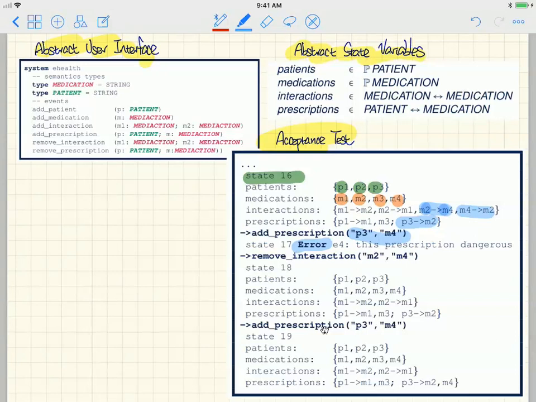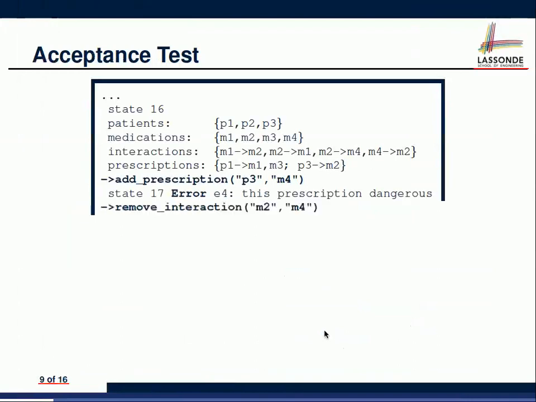Okay, so you can just continue with that, and then we say once we remove the dangerous interaction, you can now prescribe both M2 and M4 to the same patient. That's just one use case which can be written by the customer. Okay, let's go back here.